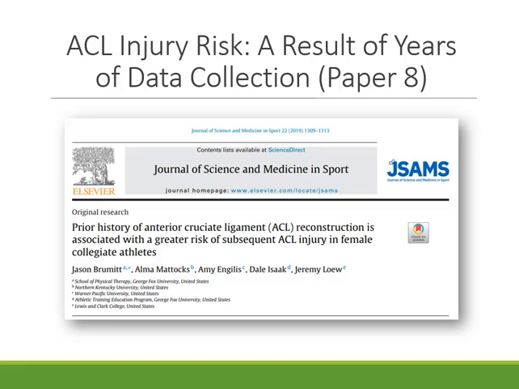And what was really cool about it is from everybody, I asked them their prior injury history. And so what I was able to report in this paper is that athletes, female collegiate level athletes who had a prior history of an anterior cruciate ligament reconstruction, those athletes were at a greater risk of having a subsequent ACL injury in college. So really kind of cool. Again, not a main purpose of any of my studies, but because of the data that I had collected, I was able to publish another paper in the Journal of Science and Medicine in Sport.